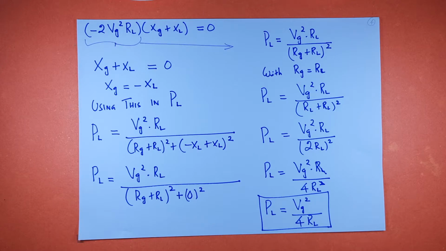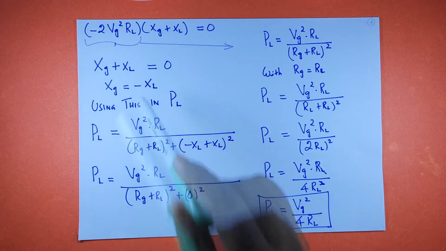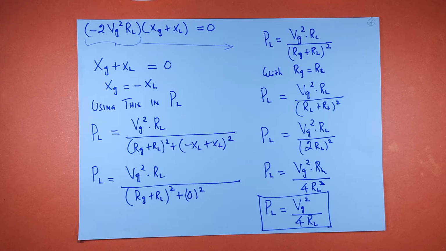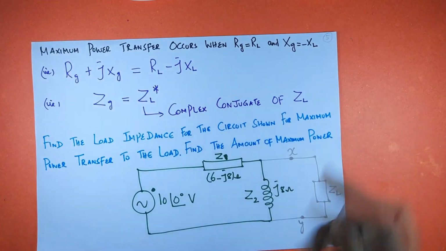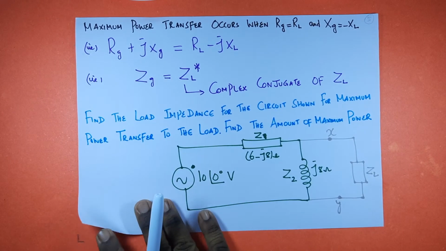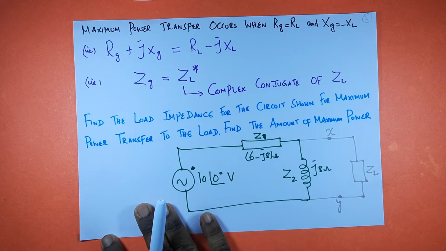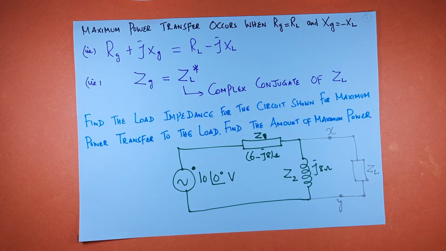So this is the maximum power or power transfer to the load under this condition. So next what we can do is, we will demonstrate this theorem by an example, so that now you can conclude, your conclusion will be something like this.